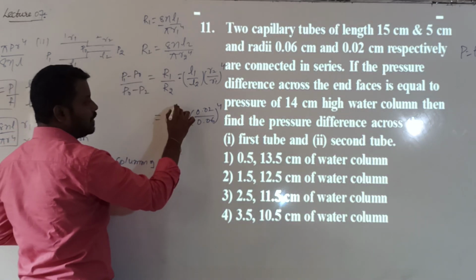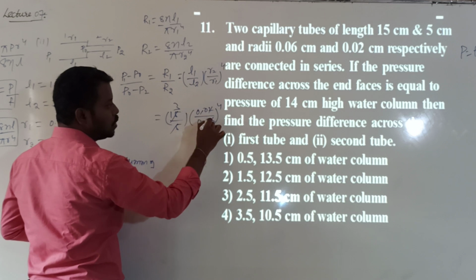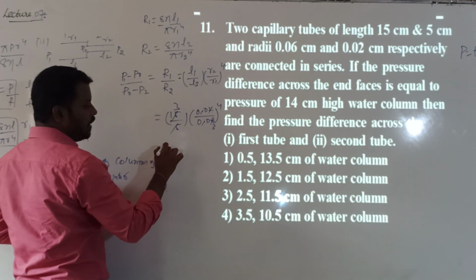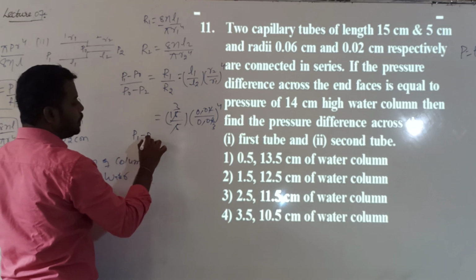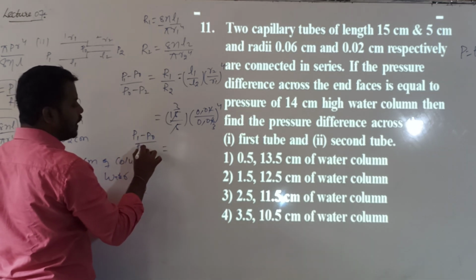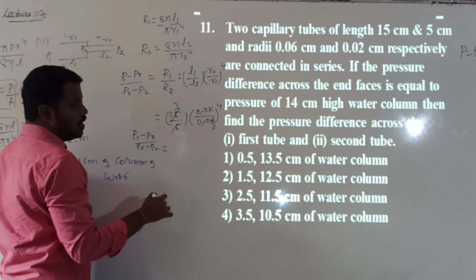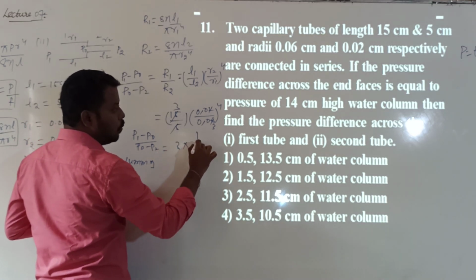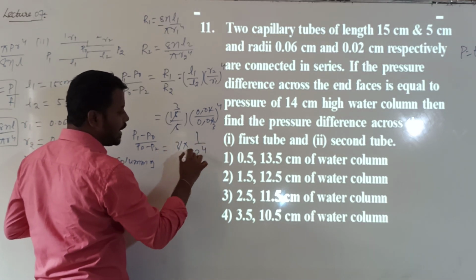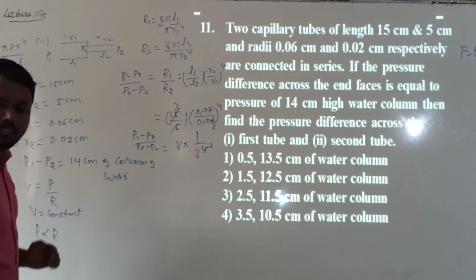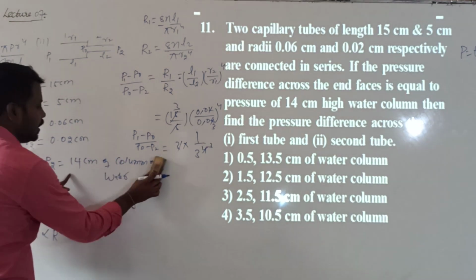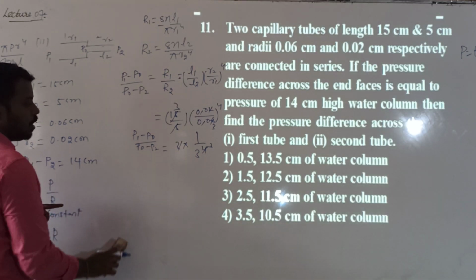So 5 ones are 5, 5 threes are 15, decimals cancel, 2 ones are 2, 2 threes are 6. So what I get is 3 into 1 by 3 power 4. The 3 and a 3 cancel, so 3 cube will be left. So P1 minus P0 divided by P0 minus P2 is equal to 1 by 3 cubed. Can I continue here? I will wrap up this column. This is simply 14 centimeters of water.